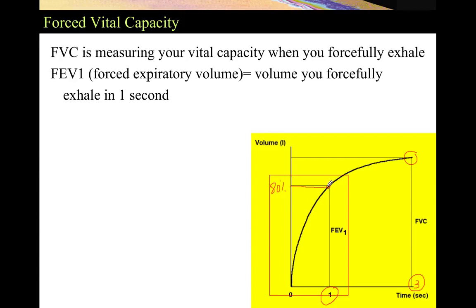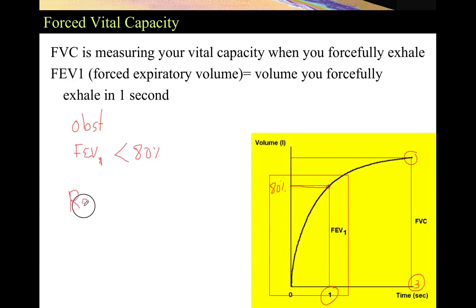That 1 second is referred to as FEV1. So if you have obstructive pulmonary disease, which basically means air cannot get out of your lungs, your FEV1, the 1 second, will be affected, because the air stays in your lungs. So you would be less than 80%. Your FEV1 would be less than 80% of your total capacity for your person.